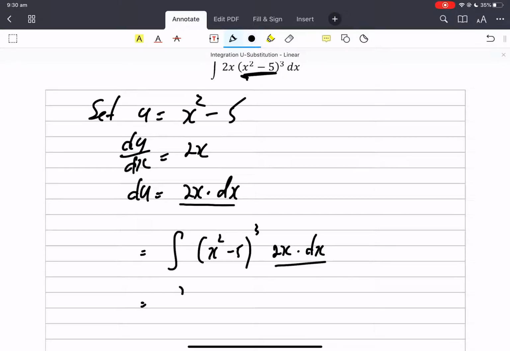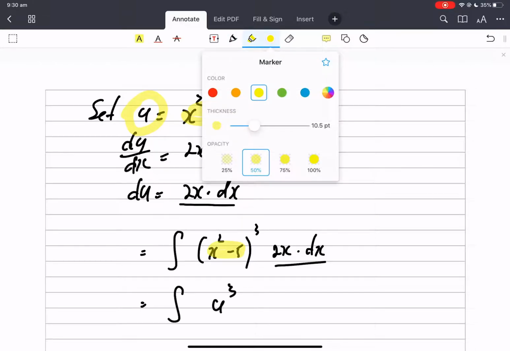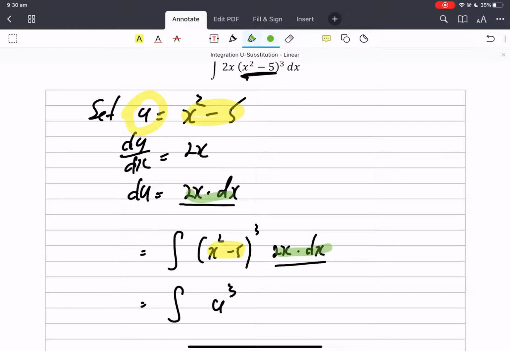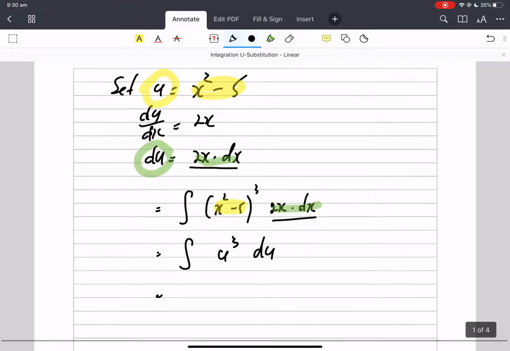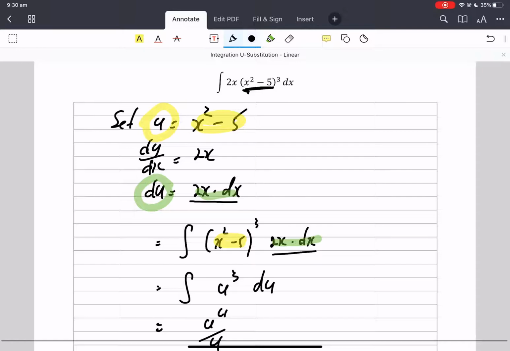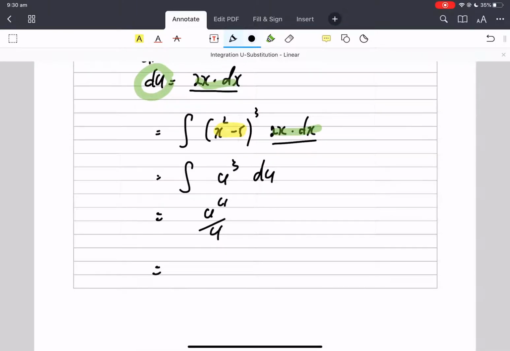When we substitute, I've got that thing being u, so I've got u cubed, and then I've got this thing being du, which is u to the 4 on 4, and u was x squared minus 5. There we go.